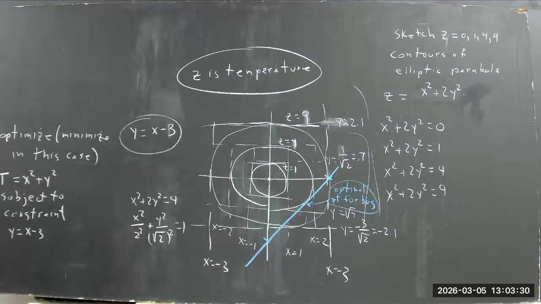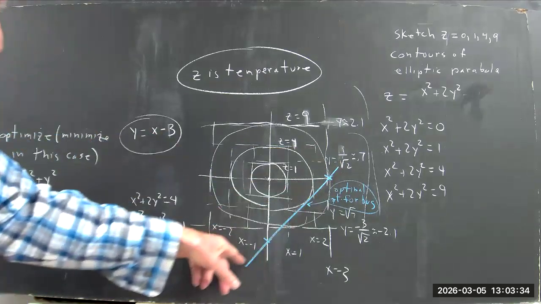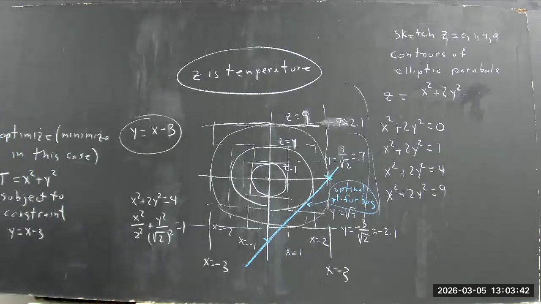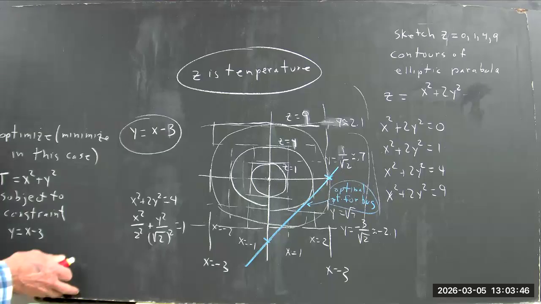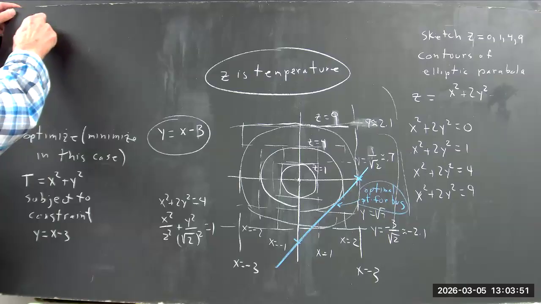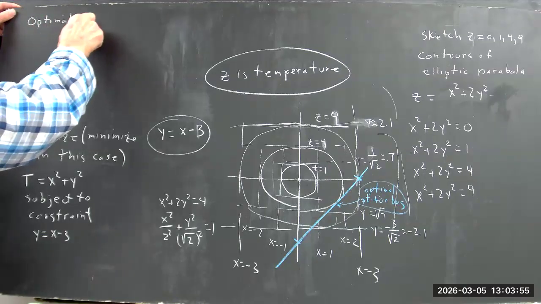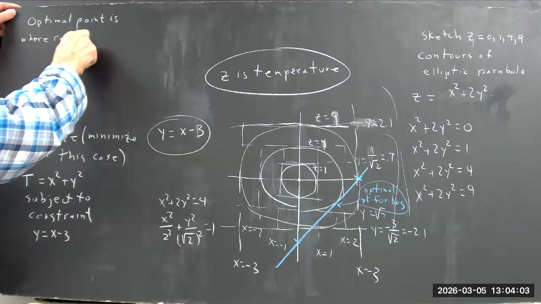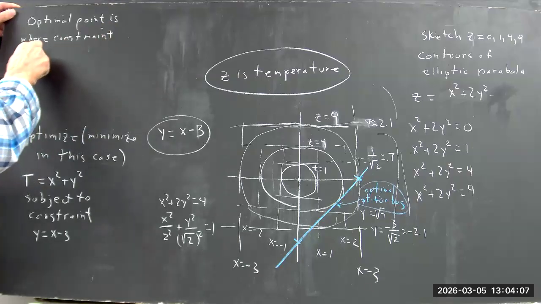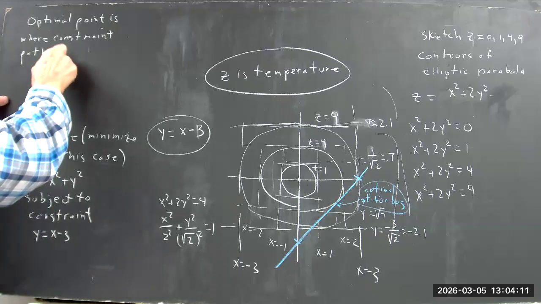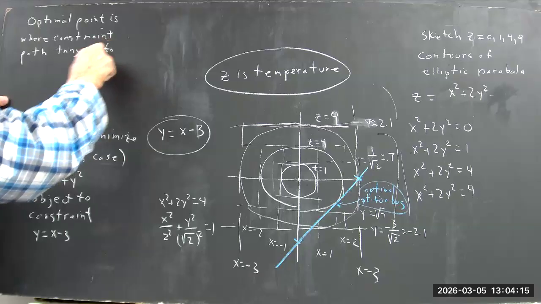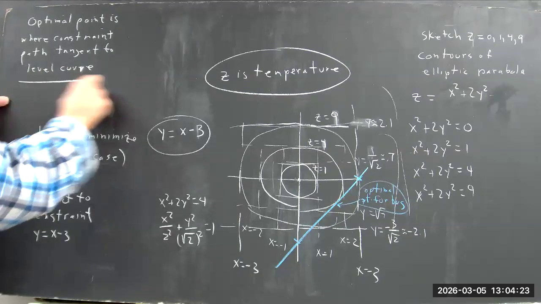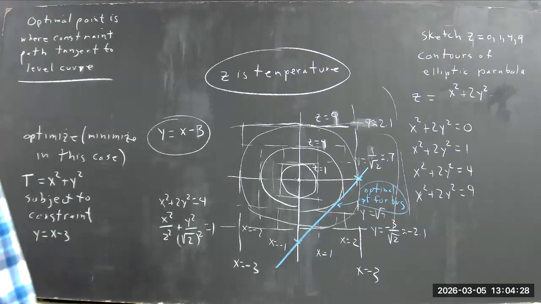The optimal point will occur when the constraint path is tangent to one of the level curves. That's the key thing to understand about the geometry of this situation.